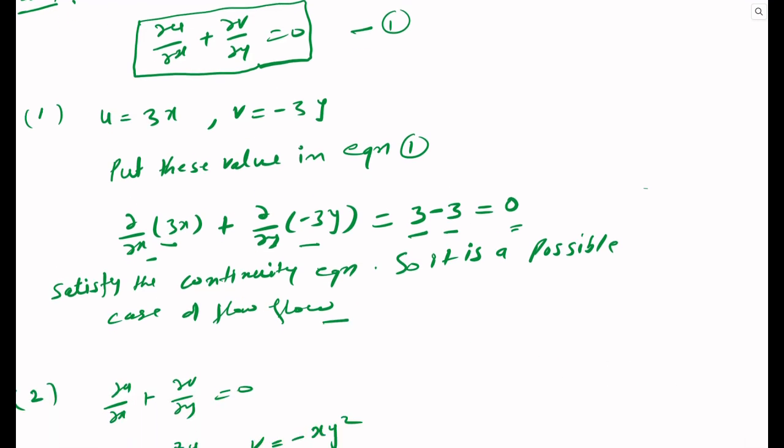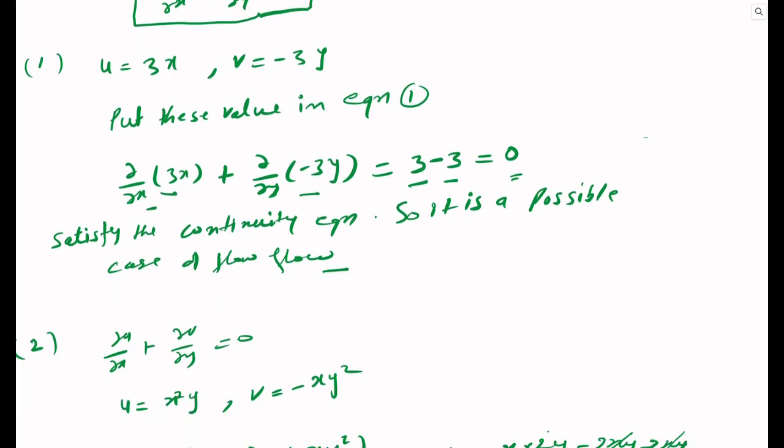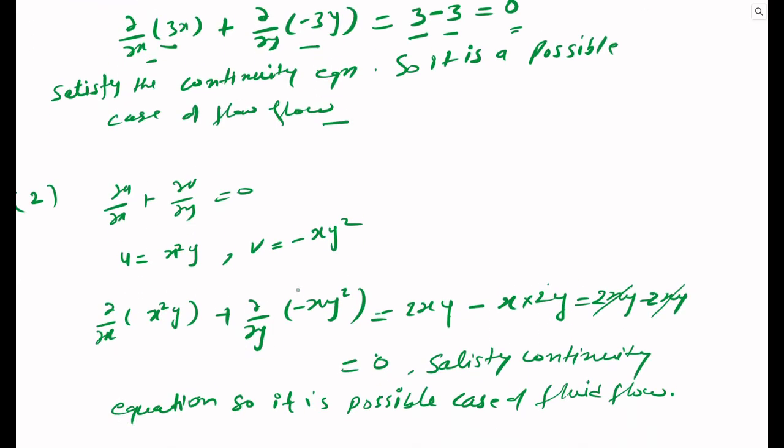So it is a possible case of fluid flow. Similarly, for the second case, u equals x square y and v equals x y square. When we put these values in the continuity equation, the terms cancel out, and finally this also satisfies the continuity equation. So this is also a possible case of fluid flow.